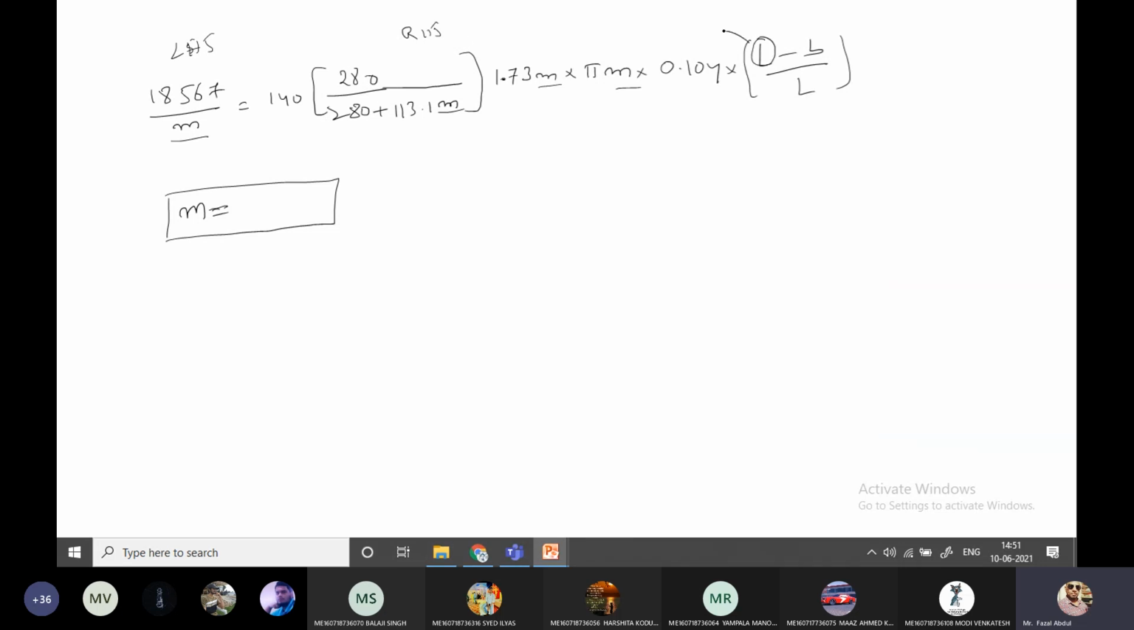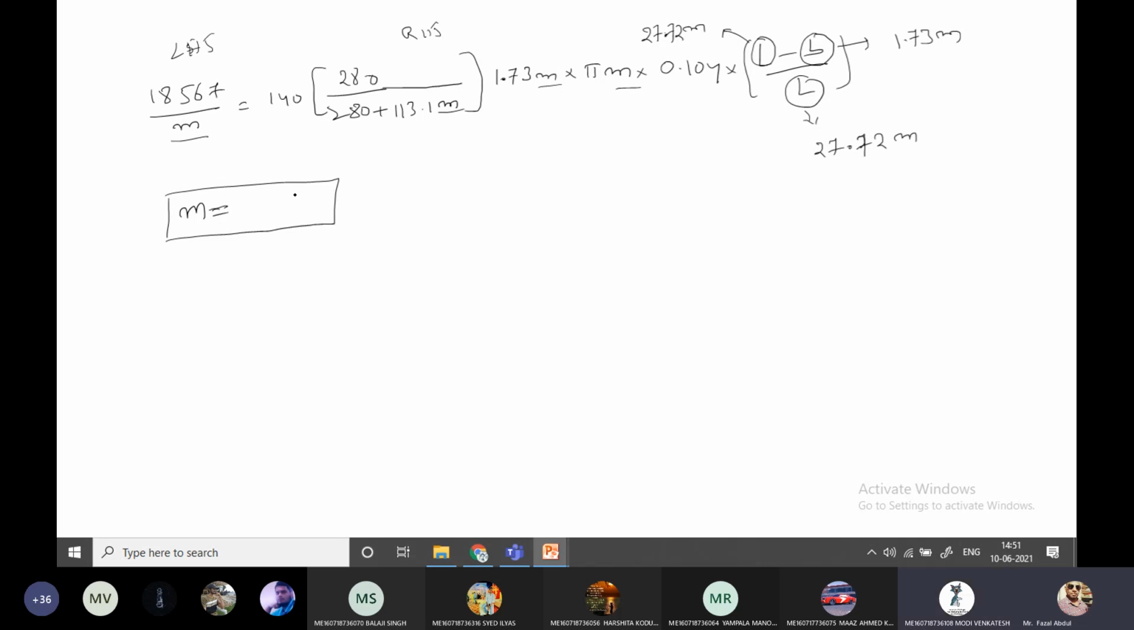This one, 27.72 module. This one we got 1.73 module. This one, 27.72 module. Okay, now do it fast and tell me the answer, the module value.